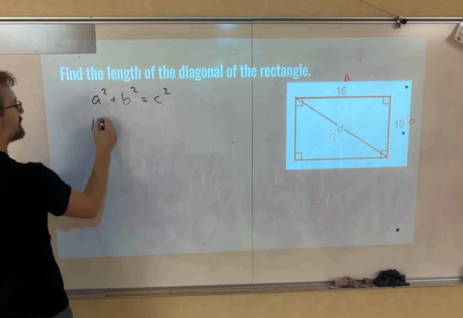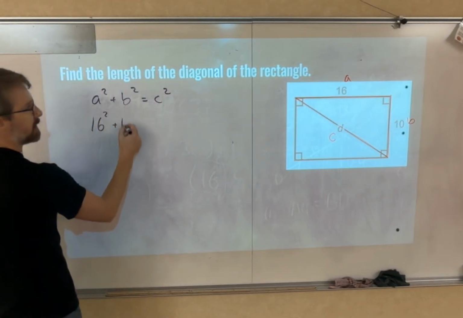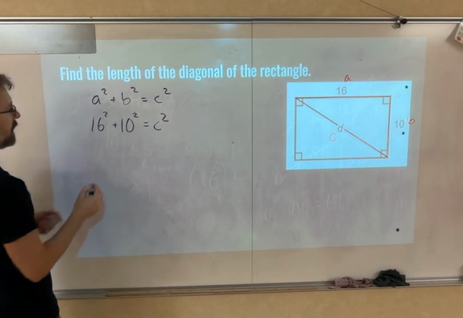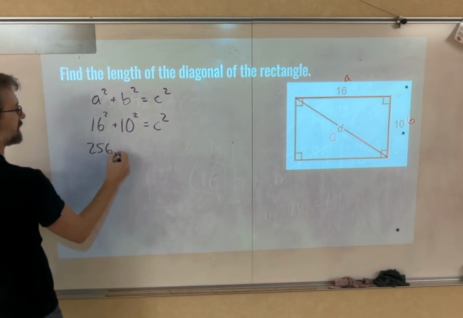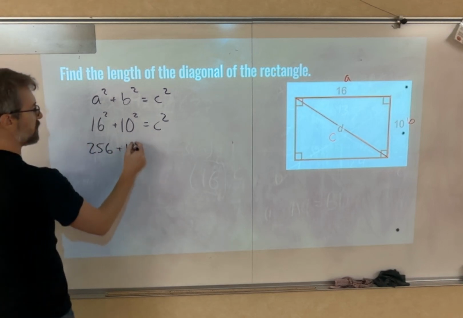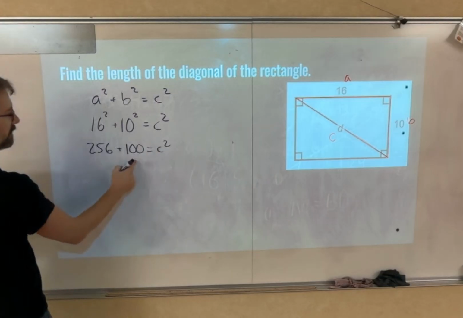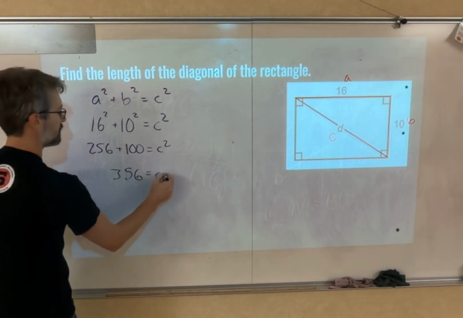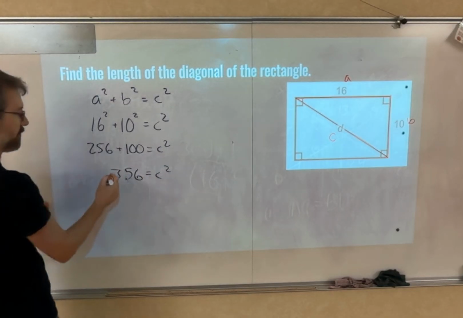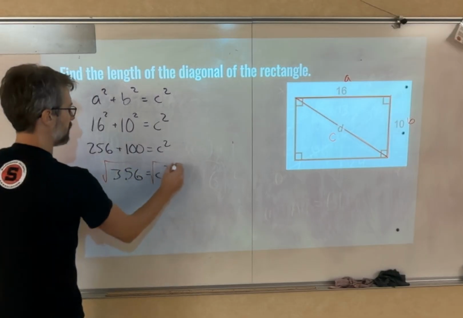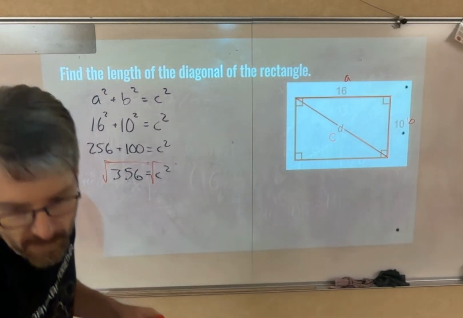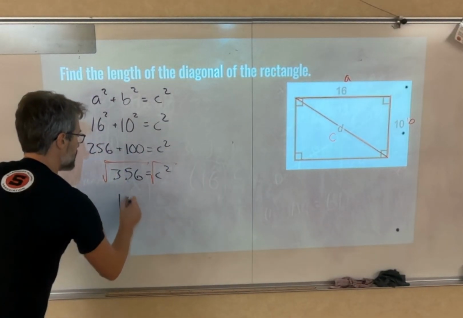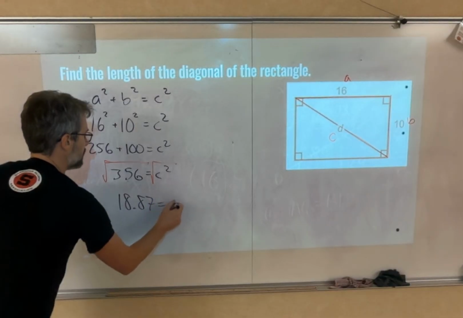So that means A is 16 squared, plus B is 10 squared. We don't know what C squared is. 16 squared is 256, plus 10 squared is 100. 256 plus 100 is 356. Now I don't care what C squared is, I want to know what C is. And so I'm going to take the square root of both sides. And the square root of 356 is about 18.87.